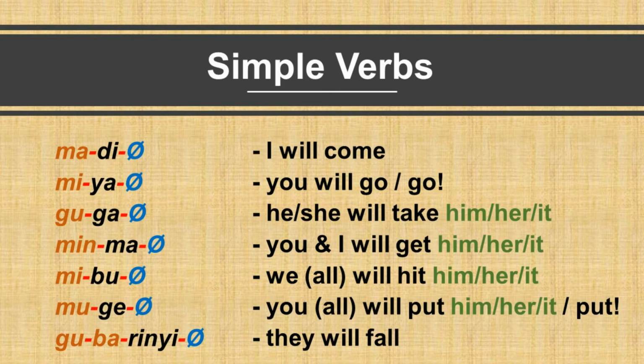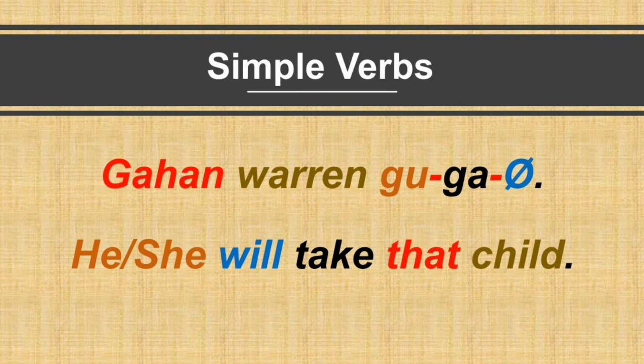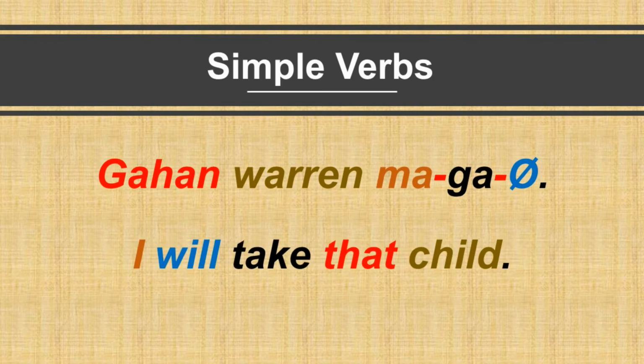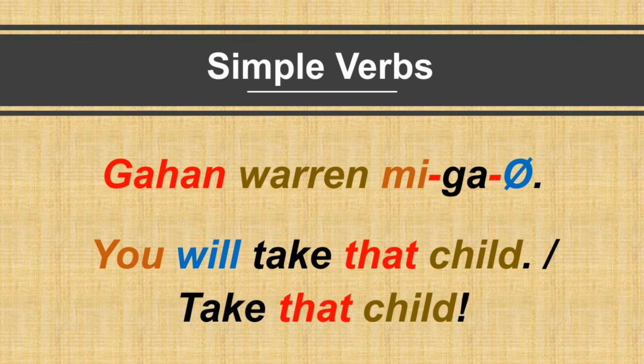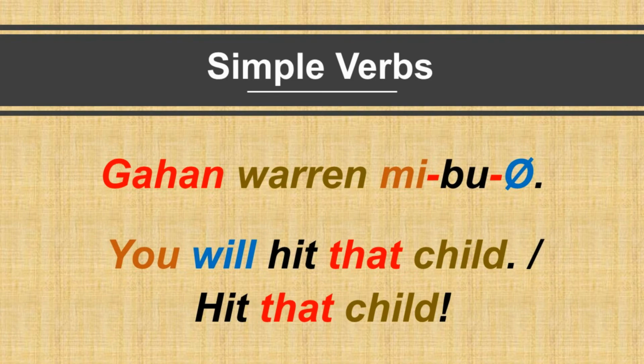And now again we want to look at some examples. He or she will take that child. I will take that child. It means either you will take that child or take that child, because it can also be the imperative. You will hit that child could mean you will hit that child, or it could mean hit that child.